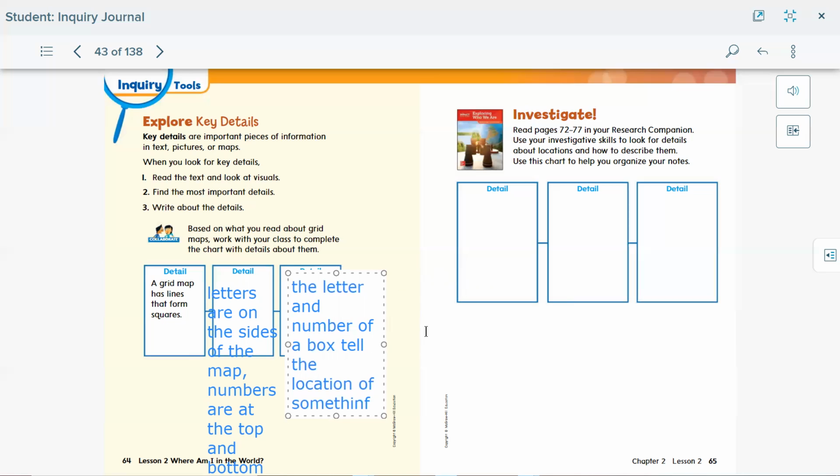All right. Let's go to page 65 and see what we have. We're going to read a passage for pages 72 to 77, and we need to answer this question. So what do we have here? Use your skills to look for details about locations and how to describe them. Use this chart to help you organize your notes and thoughts. So we're going to look at details to put it here. We're going to look at locations, how to get them, and what's important.